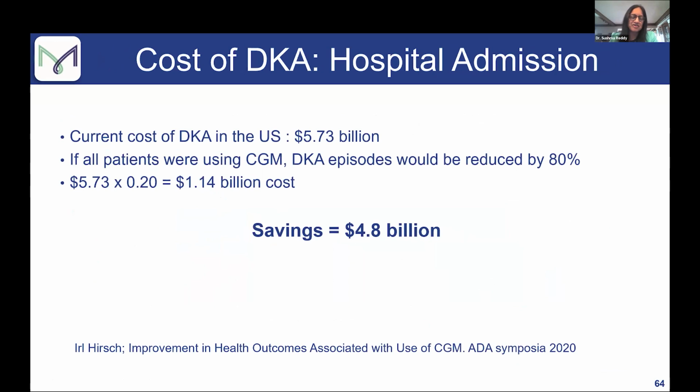This is kind of a fun thing. Earl Hirsch is an endocrinologist who likes to do calculations, and this is what he presented at a symposium that I thought was kind of interesting. This was back in 2020. At that time, the current cost of DKA in the US was 5.73 billion. And then he did the math. Let's assume that all patients are using CGM and we reduce the episodes by 80%. Here's what our savings would be: $4.8 billion.